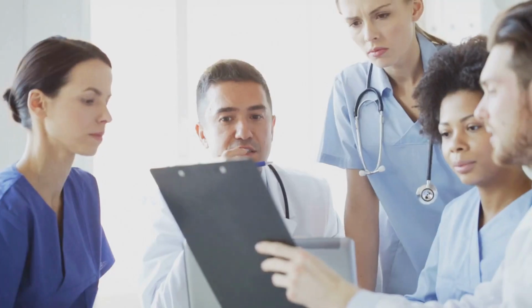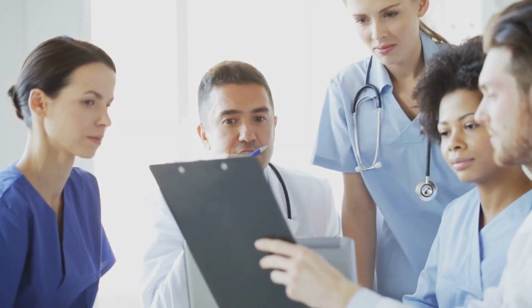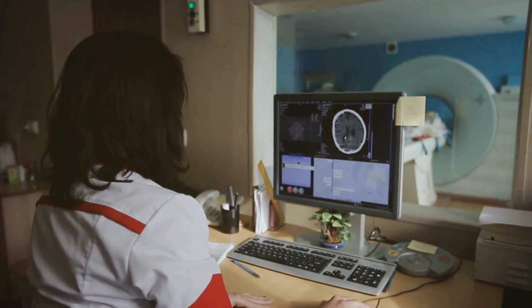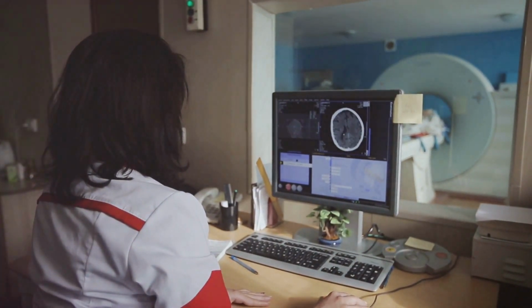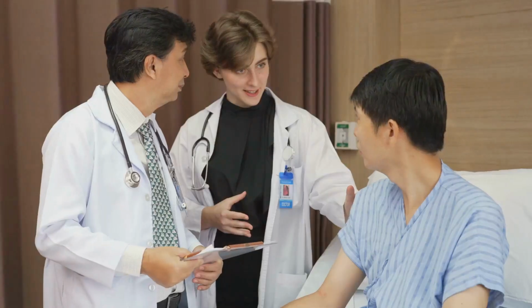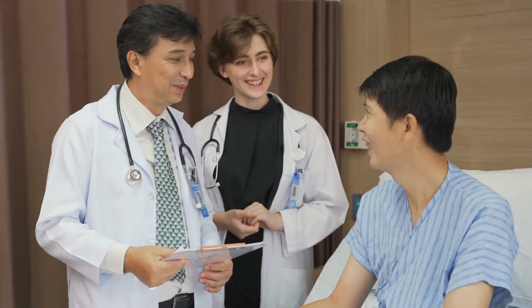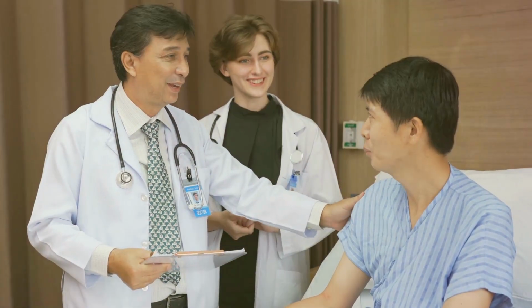Receive updates on the patient's condition, including test results and responses to treatment. Interpret these results accurately and adjust the treatment plan accordingly. Medicine is about constantly assessing and tailoring treatment to individual needs.